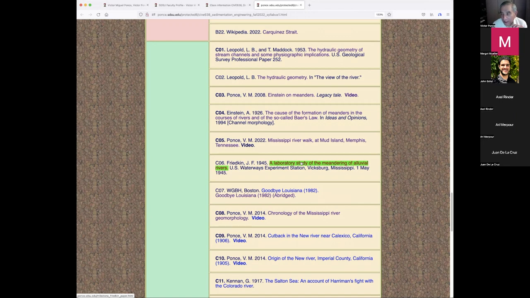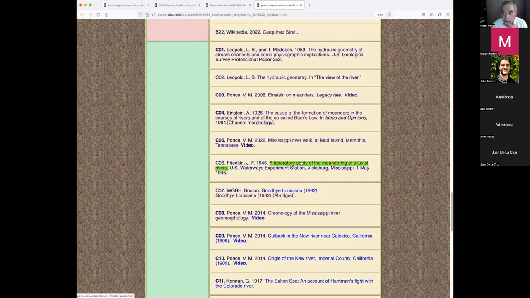It was there that the physical hydraulic modeling has been done for many, perhaps all, of the Army Corps. I'm not going to say all of them for sure, but I would say many of the Army Corps dams that were built throughout the United States were modeled out there at Vicksburg, yes.